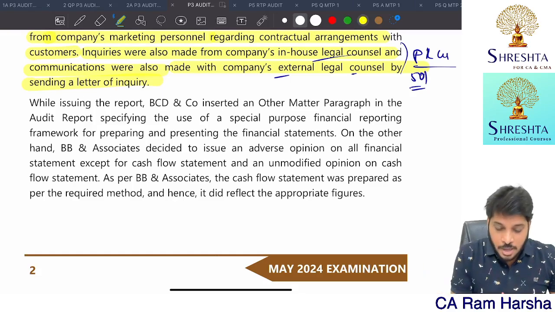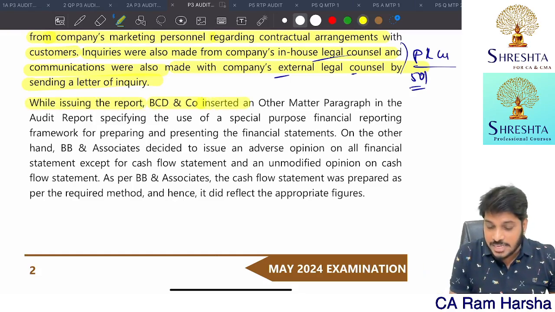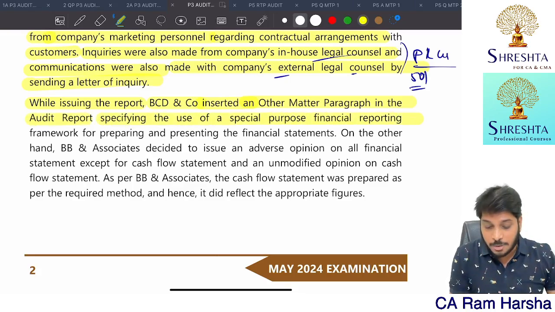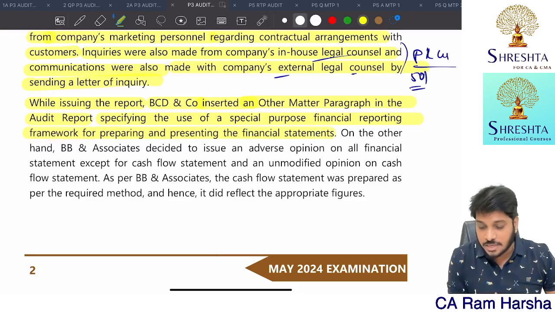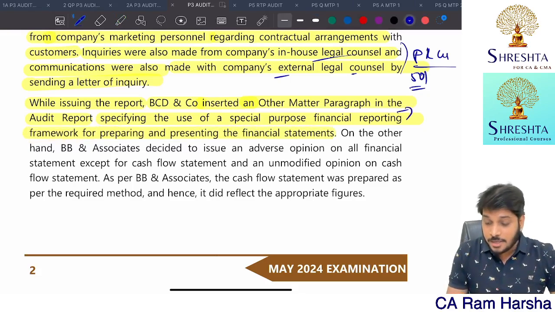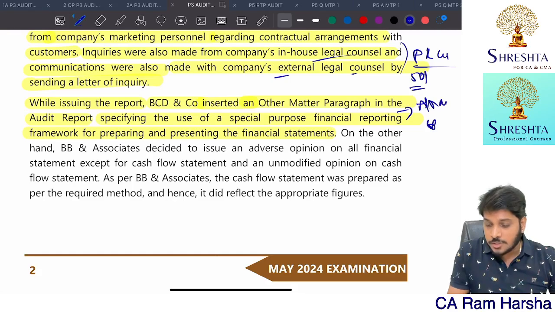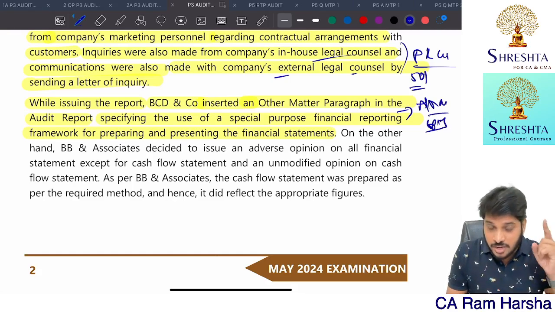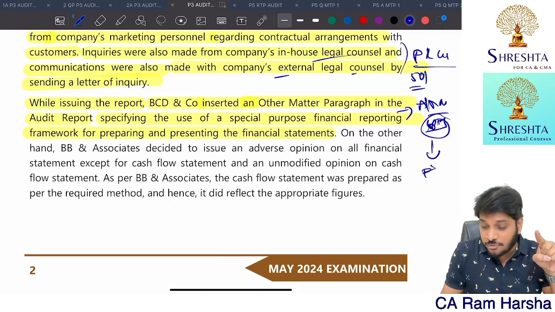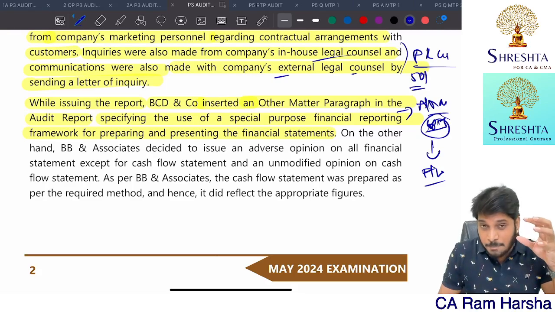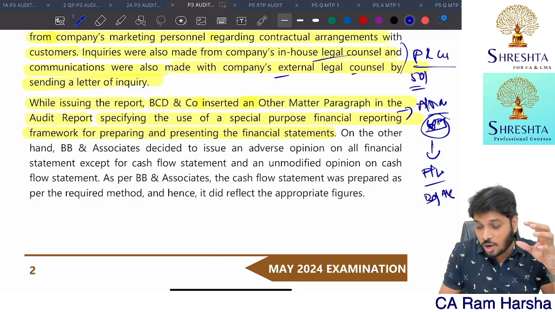While issuing the report, BCD & Co. inserted another matter paragraph in the audit report specifying the use of special purpose financial reporting framework for preparing and presenting financial statements. Remember, this is an audit report on special purpose financial statements. When you are giving an audit report on special purpose financials, what is the framework they followed? What is the basis of accounting? We call it the basis of accounting.